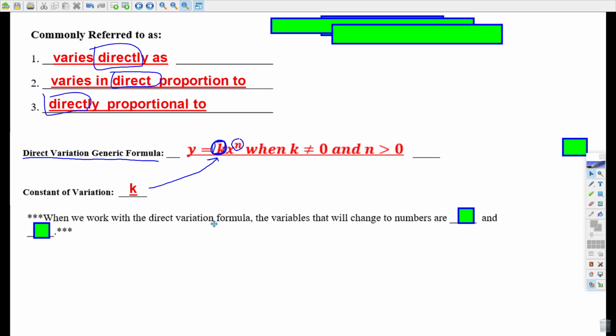When we work with the direct variation formula, the variables that would change to numbers are, like I just said, k, which will be one that changes to a number, and in the problem they'll tell us what n is, what the power is. They might say the third power, or the fifth power, or whatever, and then you should be able to fill in those numbers.